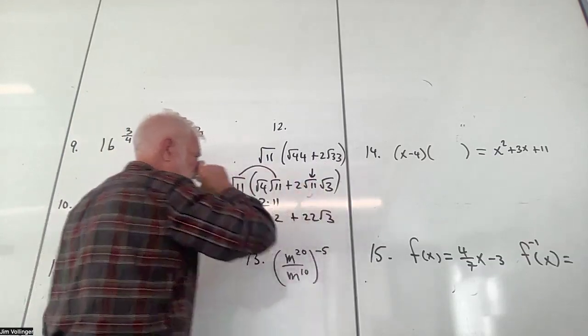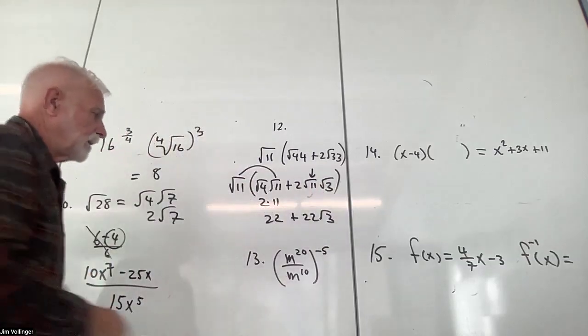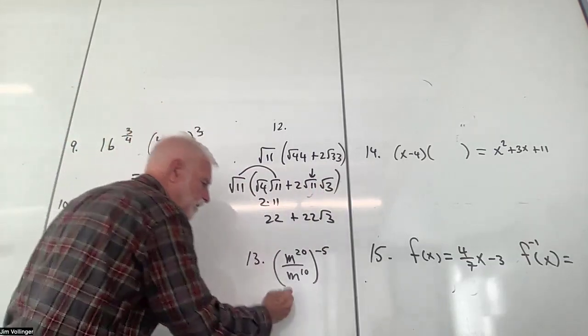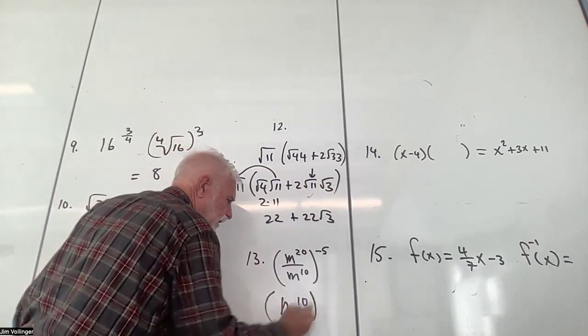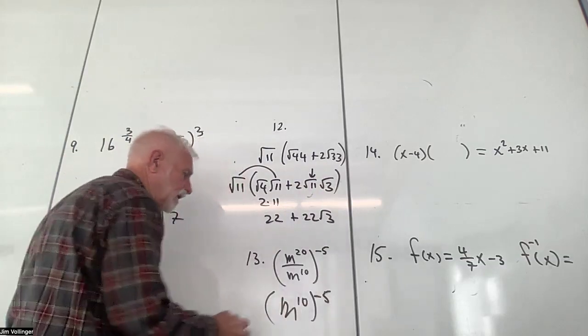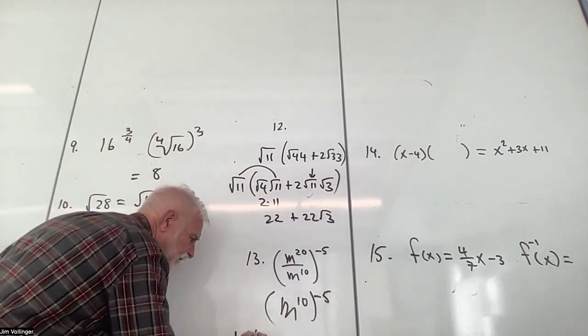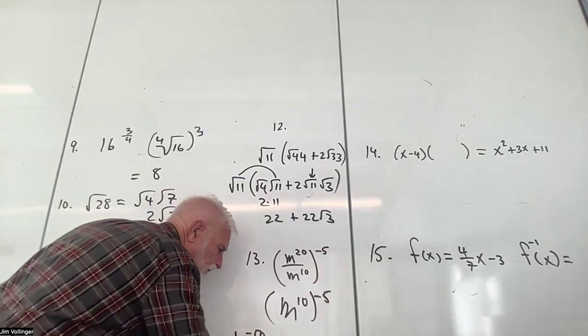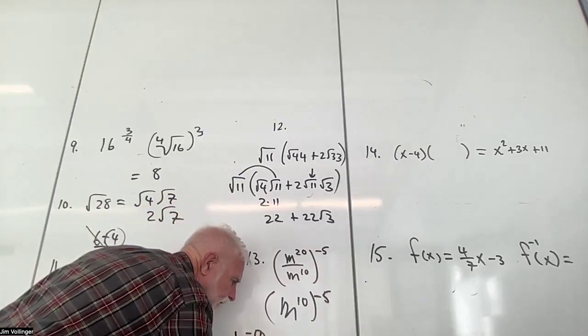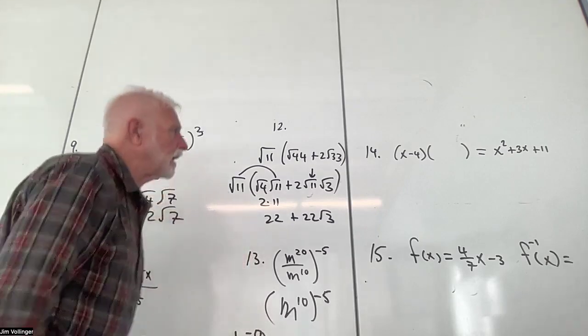Okay, I could be making a mistake here. I'm going kind of fast. I see 10 more m's in the numerator. So I have m to the 10th, and I'm doing that 5 times, negative 5 times. So I would accept either m to the minus 50 or 1 over m to the 50th. And that's how you handle that. All right, so x minus 4.